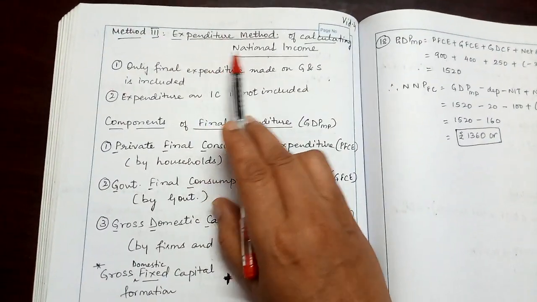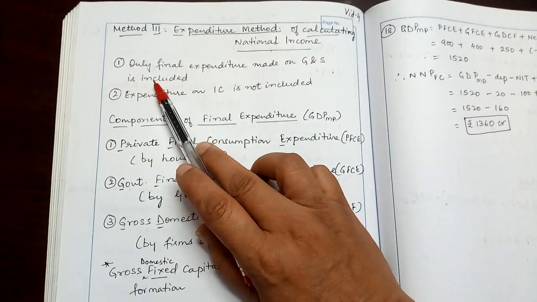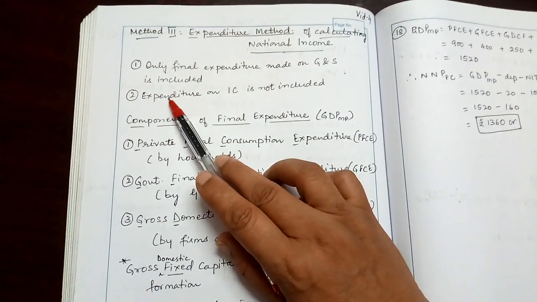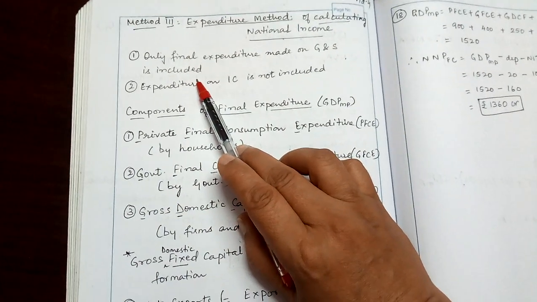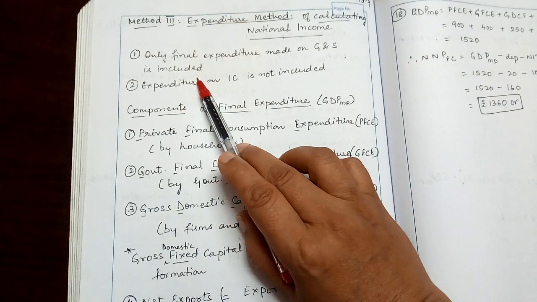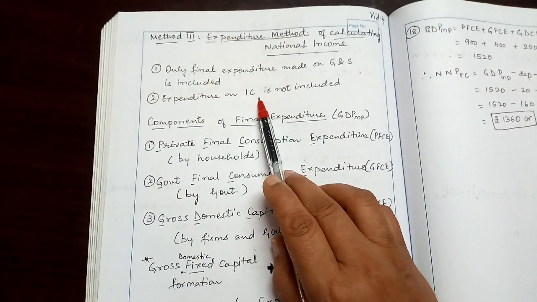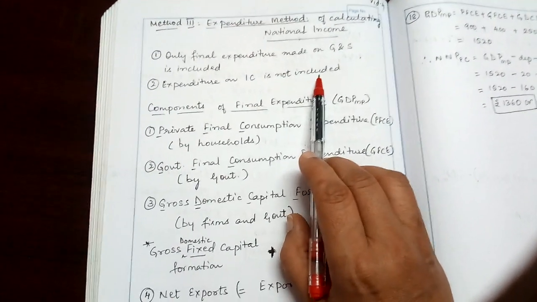Let us learn the third method of calculating national income. Only final expenditure made on goods and services will be included. The final expenditures on consumption and investment. Expenditure made on intermediate consumption will not be included.